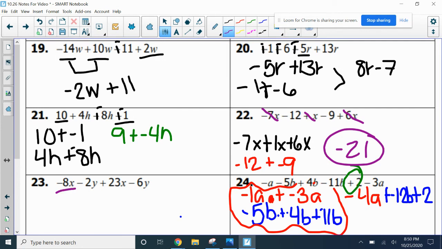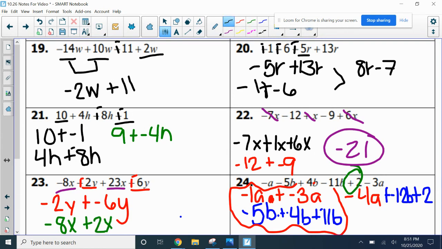I have negative 8x. I have 23x. And then I have y's. If you combined all those, I want you to pause this and rework it where you only combine your x's and your y's. So I have negative 2y plus a negative, and I have plus negative 6y. And again, we can only combine our x's and our y's. I have negative 8x, and I have plus 23x. Again, remember, you're going to have an ugly brown Play-Doh by the end if you're mixing all your Play-Dohs together.